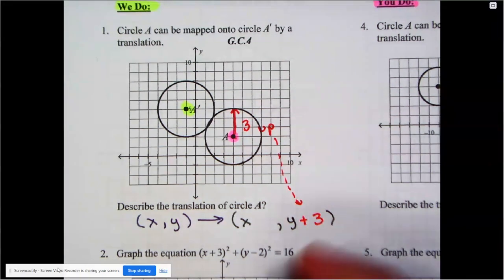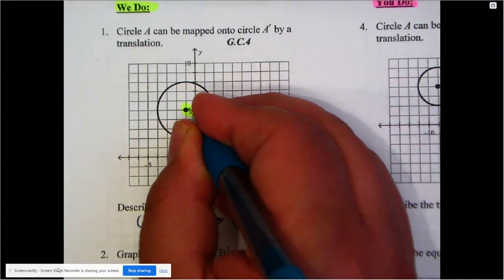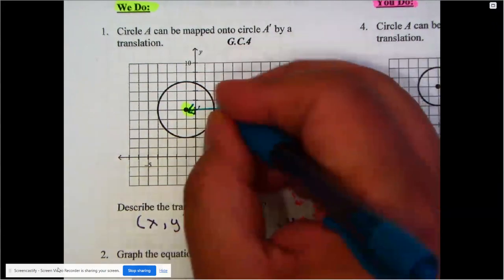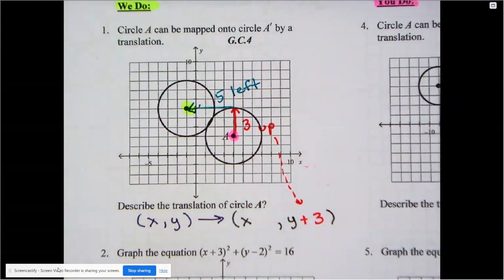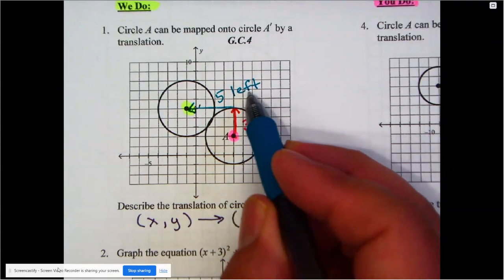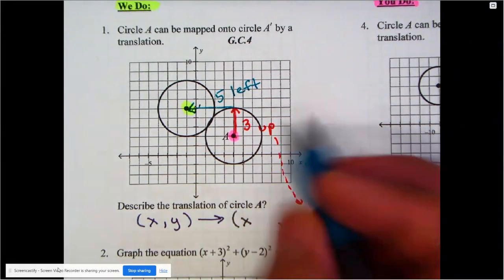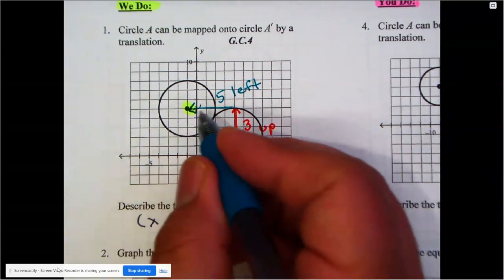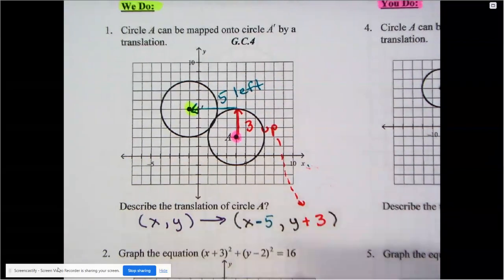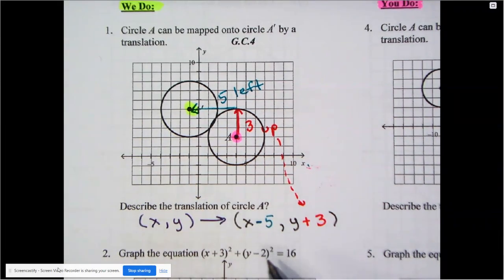I also need to move, let's see, 1, 2, 3, 4, 5 spaces to the left. So we go 5 left. And that's all we really have to do, just keep count. But because I'm moving to the left, remember, moving left and right, just like the x-axis, that means the number 5 belongs with the x. But because I went to the left, it should be a minus sign. We moved to the left. So again, that should be a -5 for this problem. And just like that, that's it.